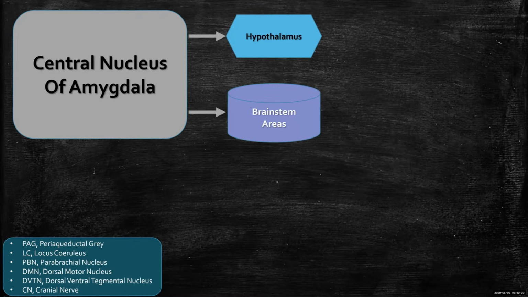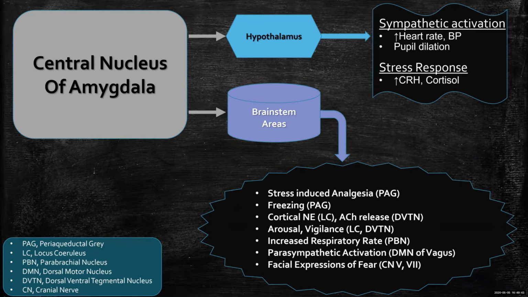What I mean by that is outputs of the central nucleus of the amygdala go to the hypothalamus and the brainstem areas. The hypothalamus and the brainstem areas then cause the sympathetic activation, the stress response, and the behavioral patterns that we see in people and animals who display the fight or flight response. So from the hypothalamus, you will get sympathetic activation with increased heart rate, your blood pressure will go up, your pupils will dilate. Corticotropin releasing hormone is stimulated from the hypothalamus, which then ultimately leads to cortisol release from the adrenal.